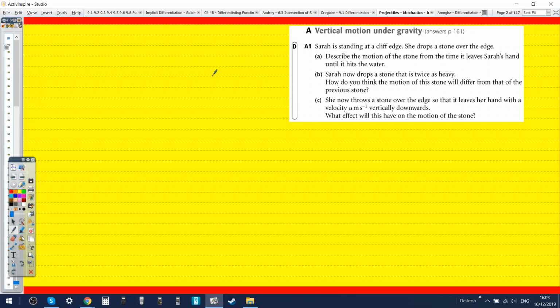Okay. How about B? Does that mean B will be falling at 2g? I believe it will still be g, because we didn't know the mass for the first one. Oh, okay. And so I think the acceleration is just g. Okay, how about C?